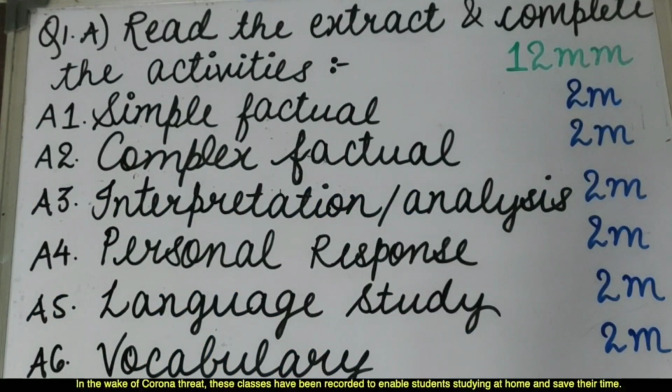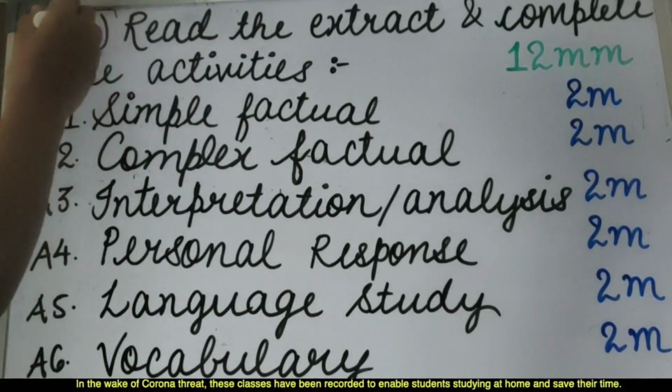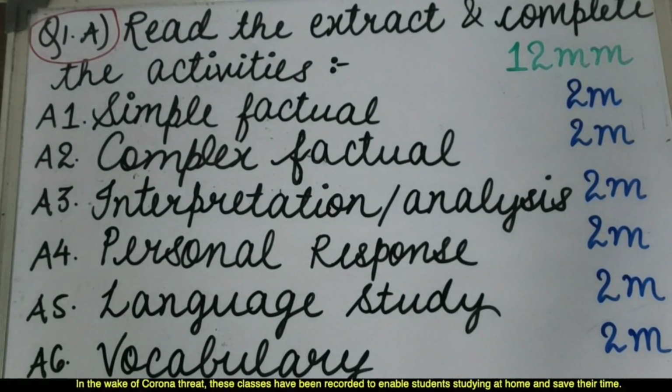So students, now we are going to talk about the question wise marks distribution and the types of question which are asked in question number 1A. So question number 1A क्या है? Read the extract and complete the activities and that carries total 12 marks. और इसमें 6 एक्टिविटीज होती है A1 से लेके A6 तक जो 2-2 मार्क्स की होती है. अब इसमें आपको एक एक्सट्रैक्ट दिया जाता है of about 275 to 300 words. Based on that extract, 6 activities are given and what type of activities are there we are going to discuss.